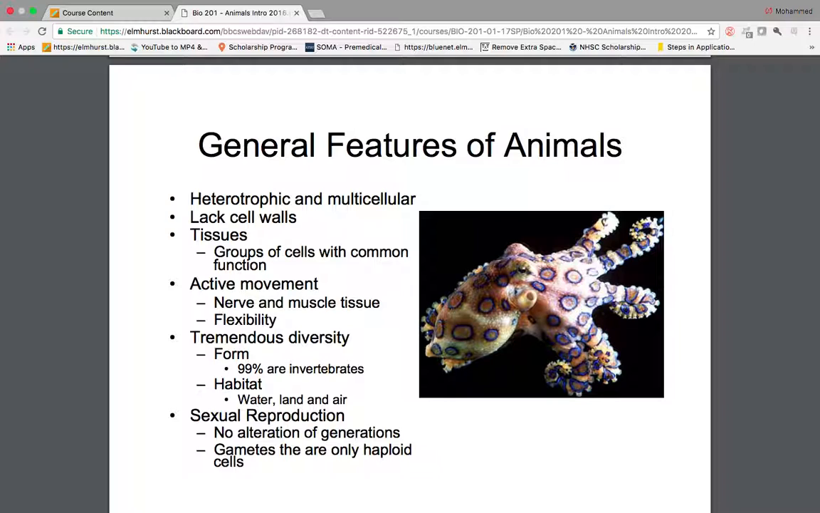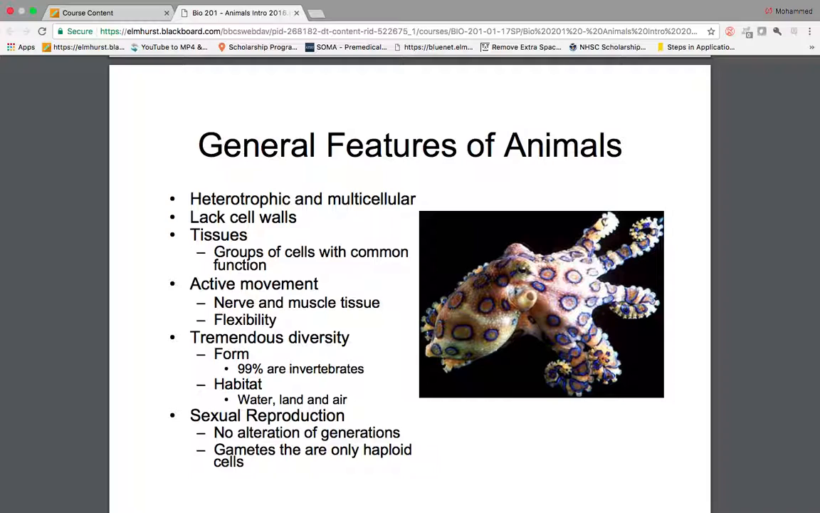They're, for the most part, active, not always, but for the most part they're active. That means they have nerves and muscles that are able to make them move. They're often flexible, although rigidity happens in some groups. But movement is something we see very often.